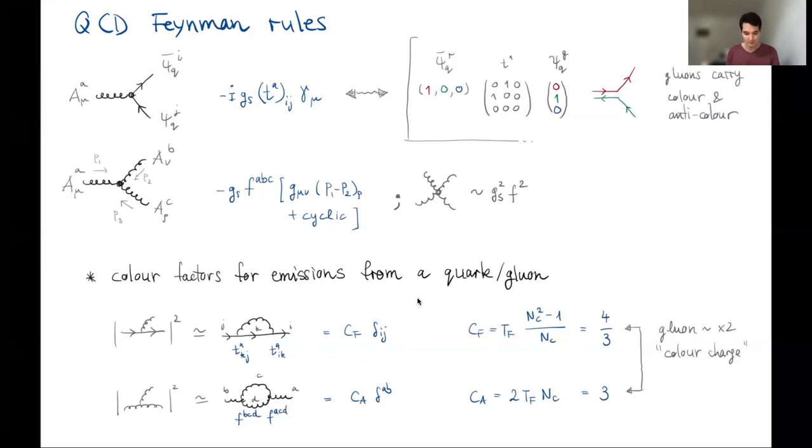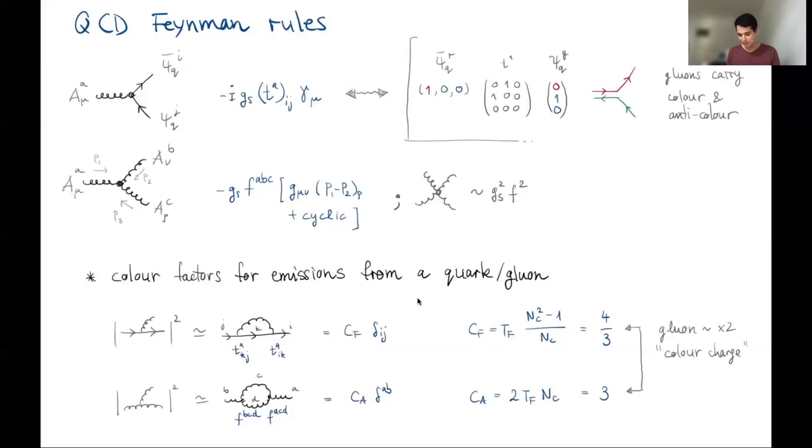So one is for a gluon emission from a quark line, which is equivalent to this loop diagram, and gives you the quadratic Casimir in the fundamental representation, which numerically is 4/3. And as well the gluon emission from a gluon line, in which case we get the quadratic Casimir in the adjoint, which is this N_C, so 3.